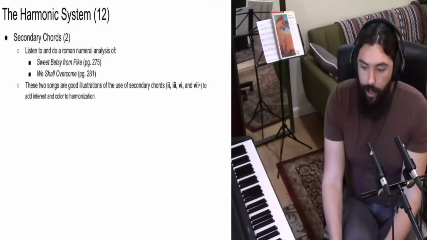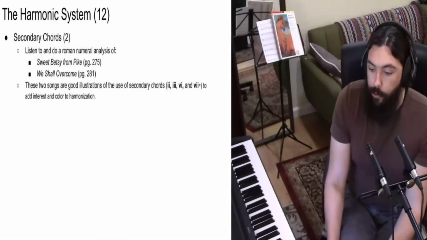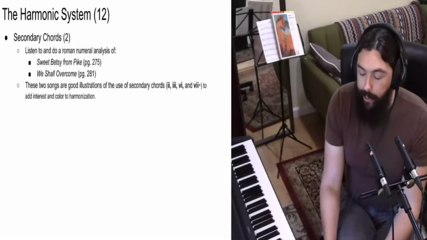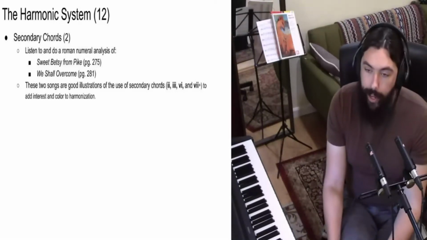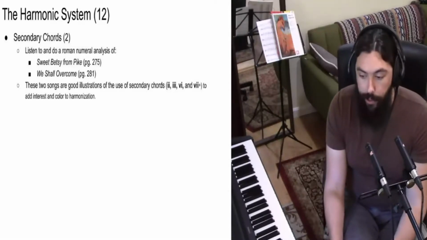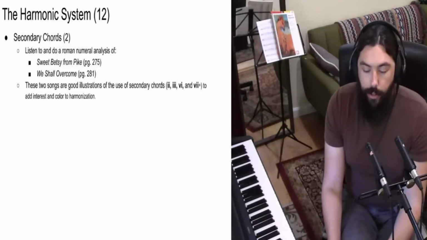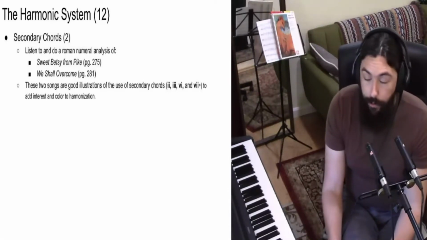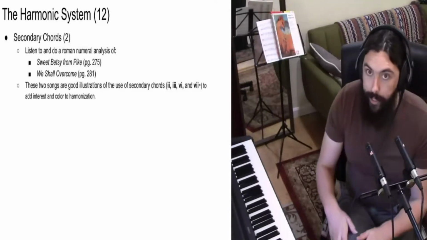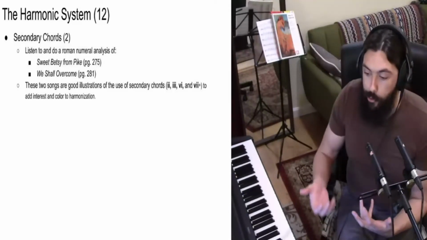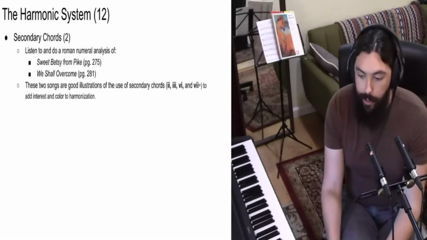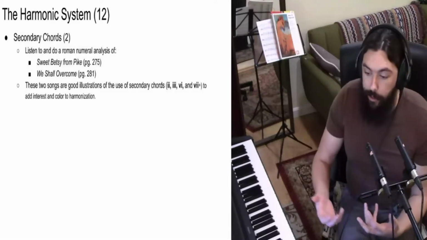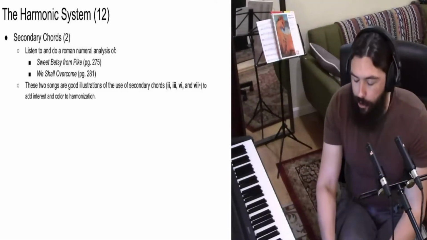degrees. So now, perhaps do a Roman numeral analysis of Sweet Betsy from Pike, right, which is on page 275, and We Shall Overcome on page 281. And you should notice that these 2 songs are good illustrations of the use of secondary chords, right? Again, secondary chords being your 2, 3, 6, and diminished 7 chords, right? And these secondary chords just kind of add interest and color to harmonization.